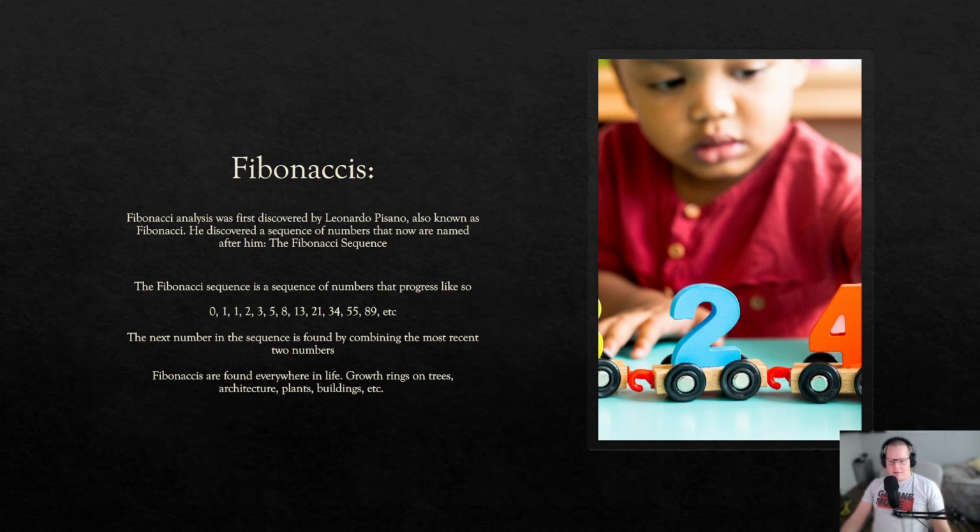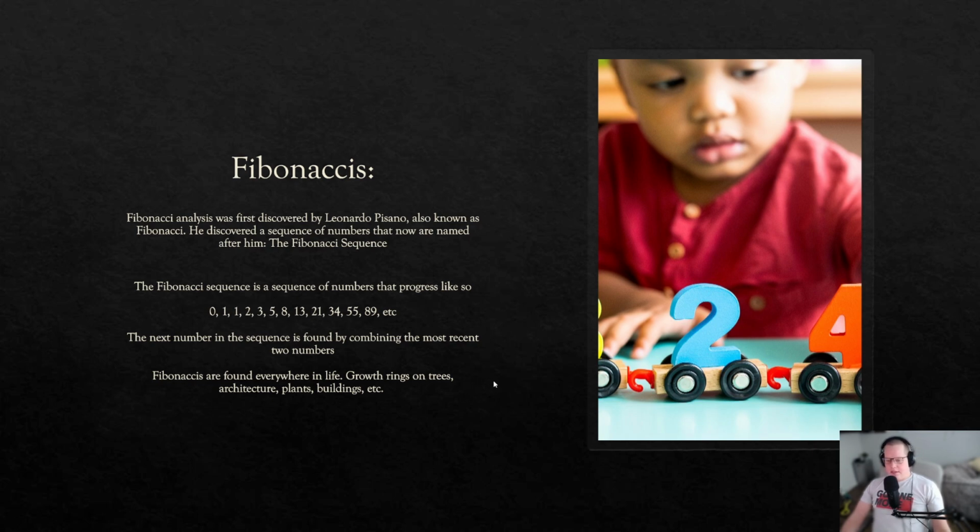The Fibonacci sequence is what it's called, and it is a sequence of numbers that progress like so: 0, 1, 1, 2, 3, 5, 8, 13, 21, 34, 55, 89, and so on and so forth. So you can go on forever. How you do that is the number that comes after is found by adding the 2 before it. So, for example, here we're at 1, 1. 1 plus 1 is 2. 2 plus 1 is 3. 3 plus 2 is 5. 5 plus 3 is 8, etc., etc.